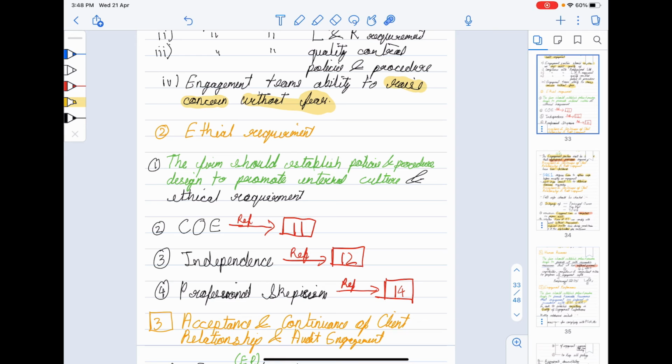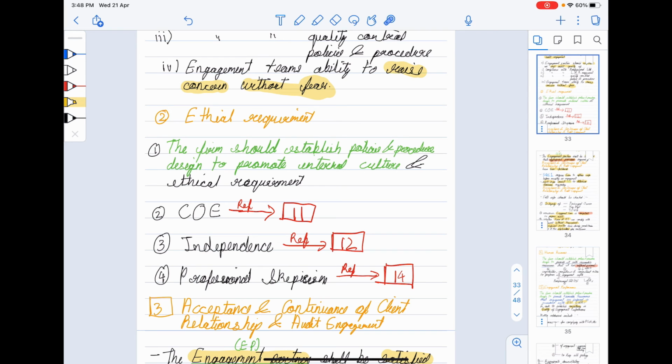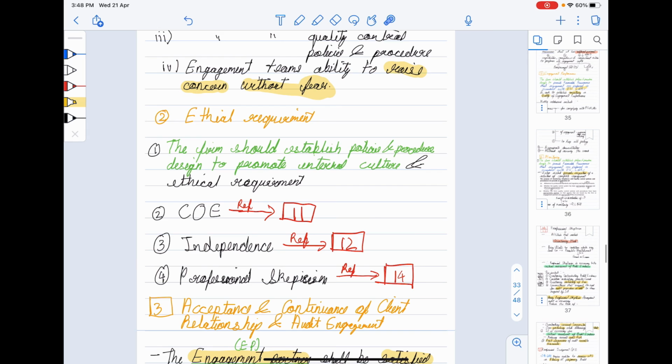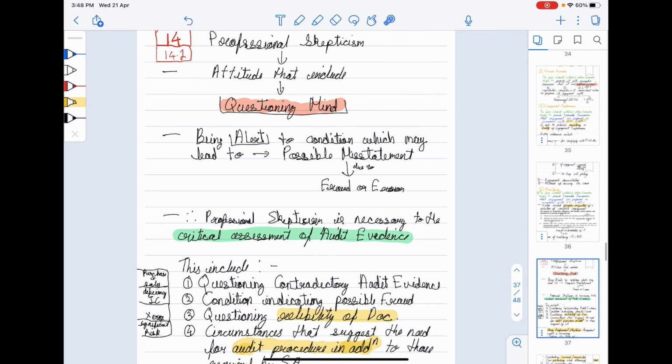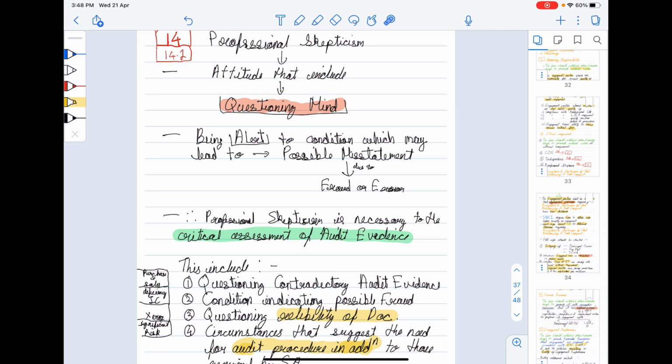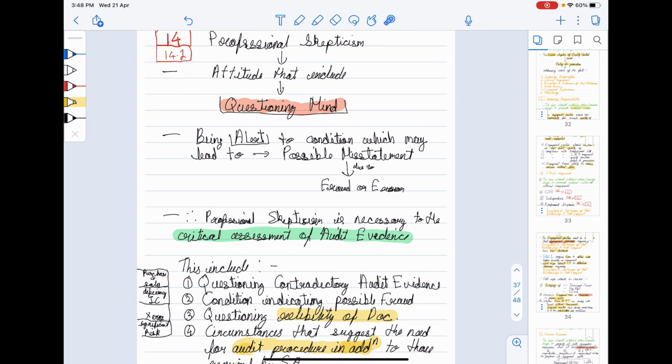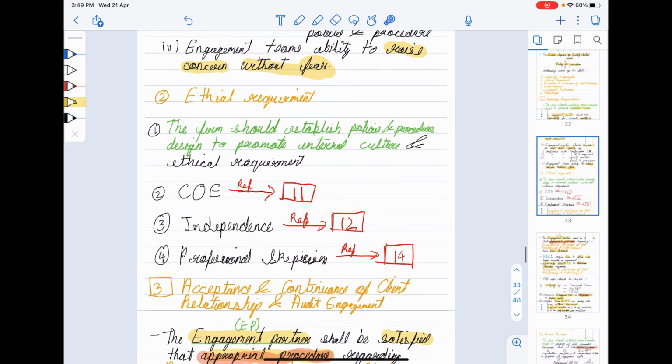Second is ethical requirement. Here the firm should establish policies and procedures designed to promote internal culture and ethical requirement. First, here we need to talk about the code of ethics. Then independence, that we are not subordinate to the wishes and direction of any other person. And then skepticism, that professional skepticism is an attitude that includes a questioning mind. Here we need to mention these three points.